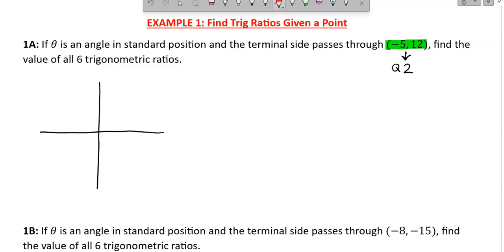So (-5, 12), we're just going to draw a sketch. I'm literally going to write -5 there. I'm going to write 12 up here.